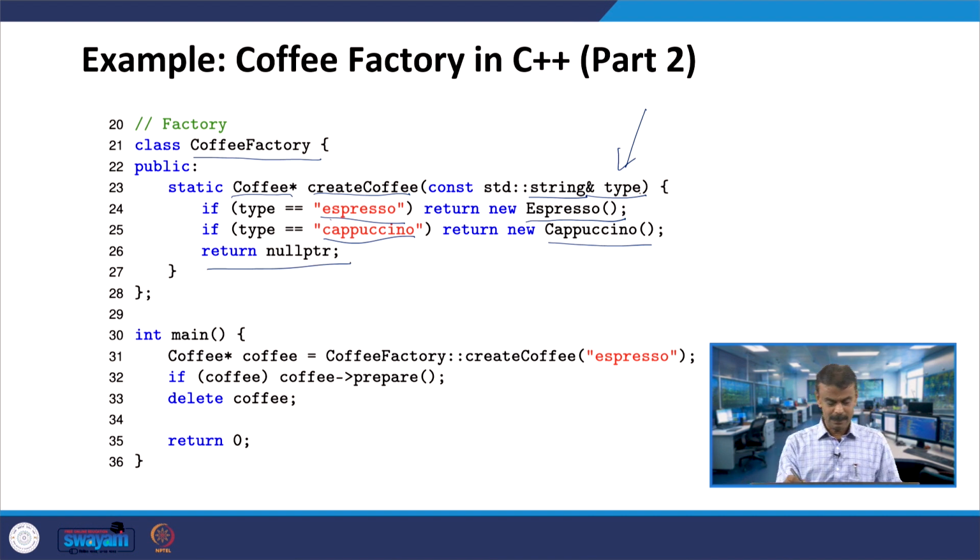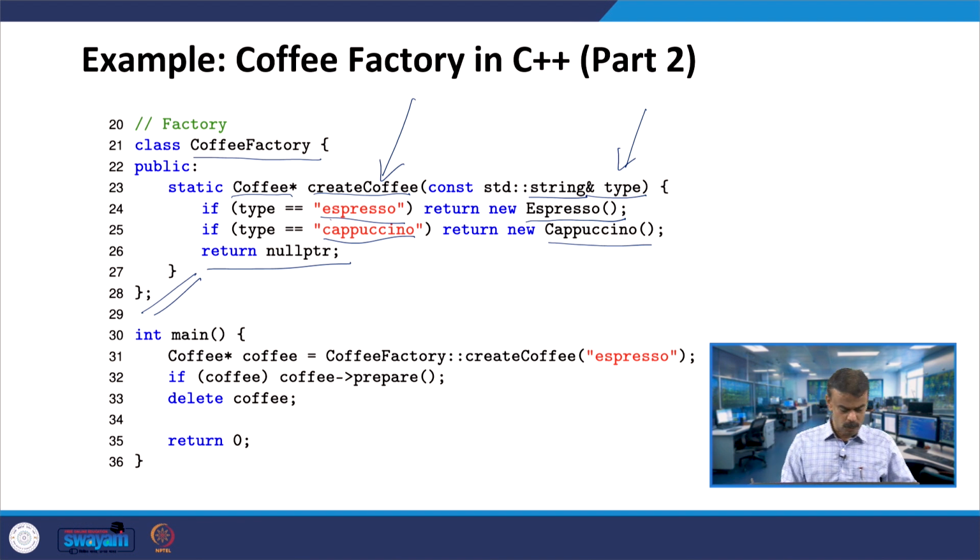So, if the type is, let us say, espresso, it will return new espresso, calling this constructor, or if it is cappuccino, return new cappuccino. If both are not there, it will return a null pointer. This is exactly what is happening in this member function, which is called createCoffee. It is a pointer object under Coffee. Now the class is over, and you are having the main program.